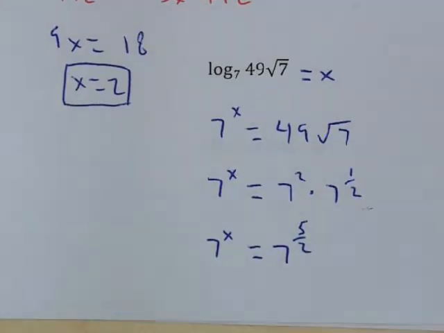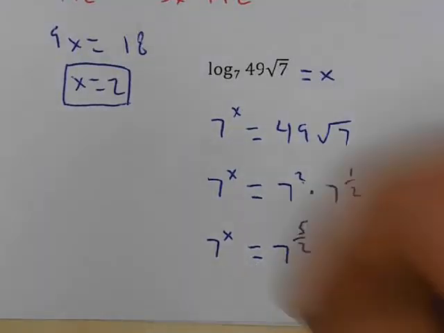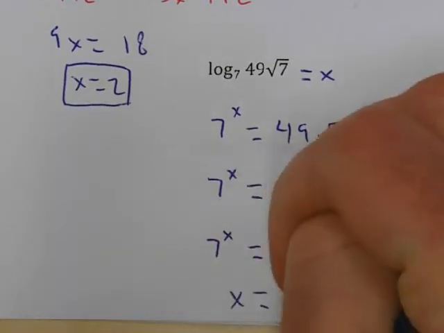Okay, so we want to get a common denominator between 2 over 1 and 1 over 2. Add those together, and we're going to end up getting 5 over 2. I'm just going straight to the answer since we don't have a ton of space left. But now that I have 7 to a power equals 7 to a power, then we get x equals 5 over 2.